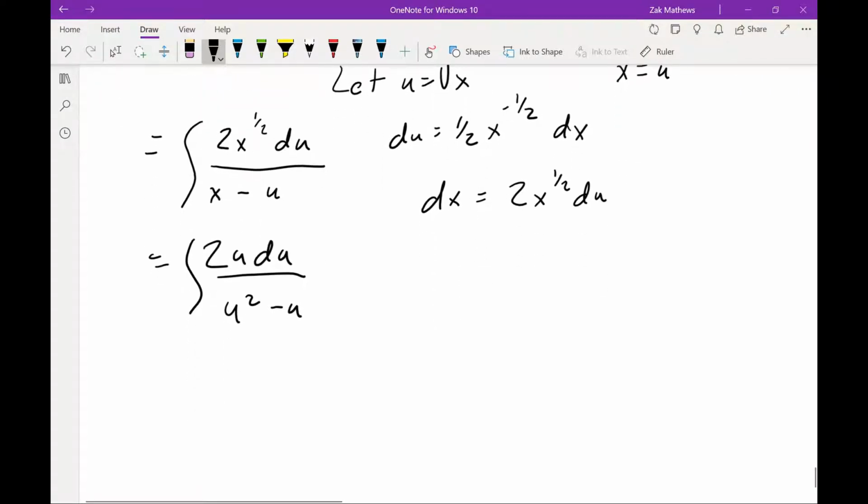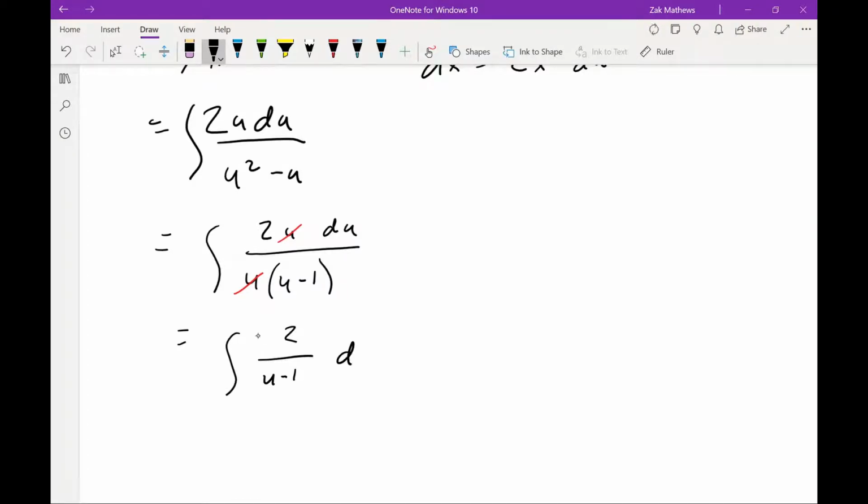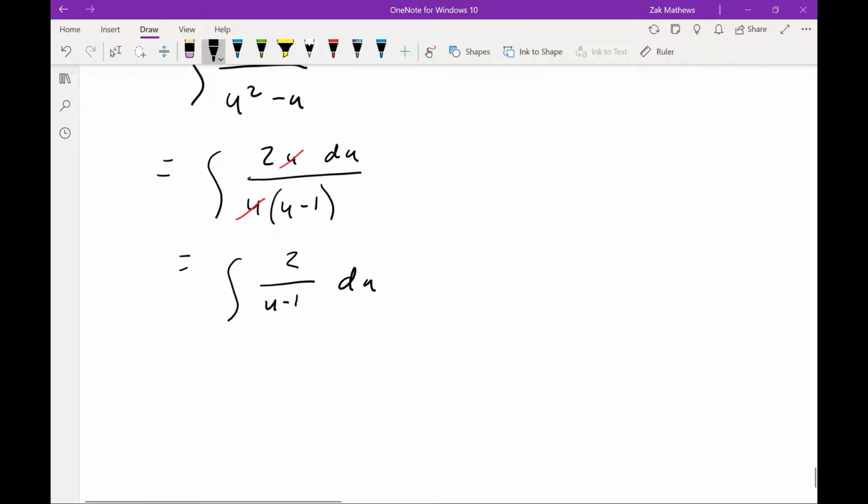So what does this do for us? Well, let's think about factoring out that denominator. We can write this as u over u minus 1. And now we notice that the u's cancel. So we have the integral 2 over u minus 1 du. And now, because we only have that one u term, this is something that we should be comfortable taking the antiderivative for. It's 2 times the natural log of u minus 1.